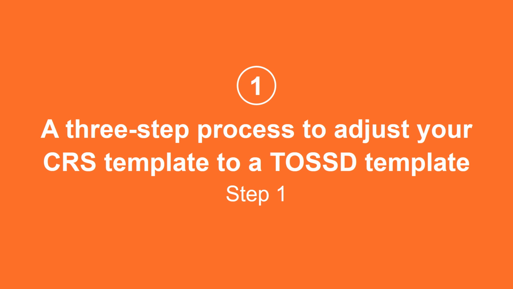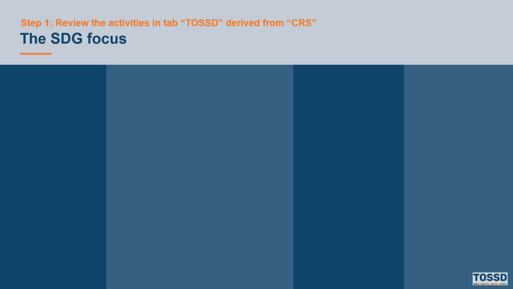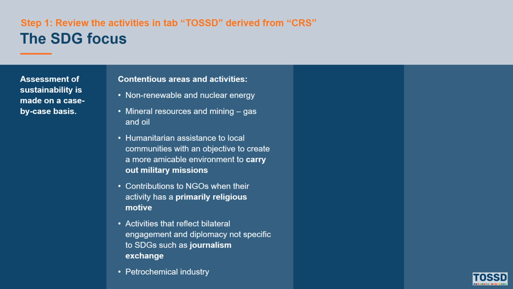Step 1 of the three-step process is to review the activities in tab TOSSD derived from CRS and remove non-sustainable activities from TOSSD. The assessment of sustainability is made on a case-by-case basis. There are a couple of contentious areas and activities that you can find on the slide.